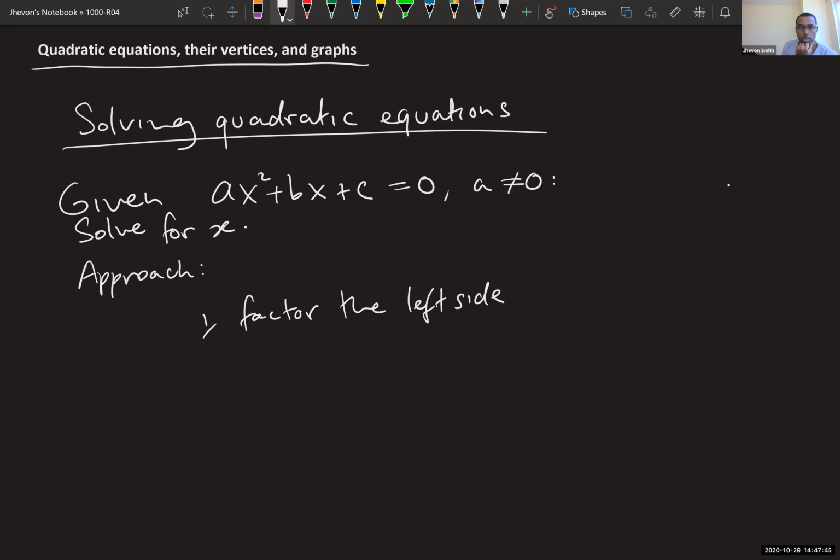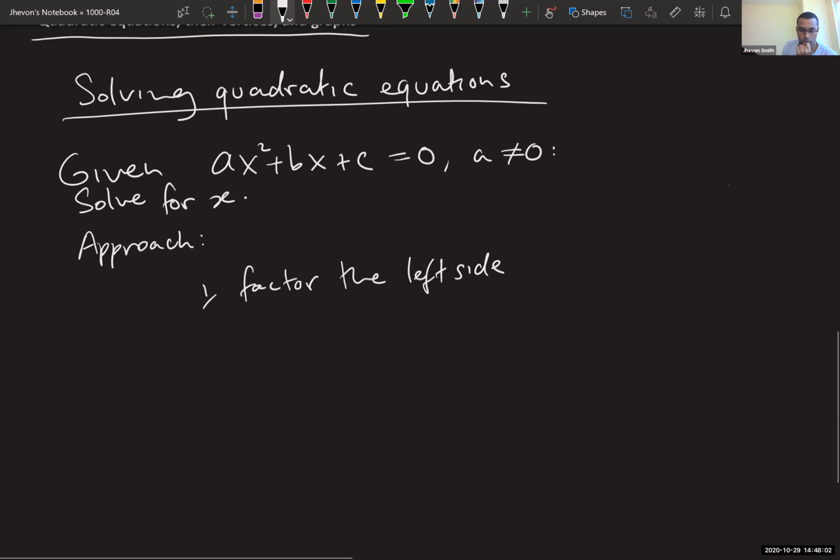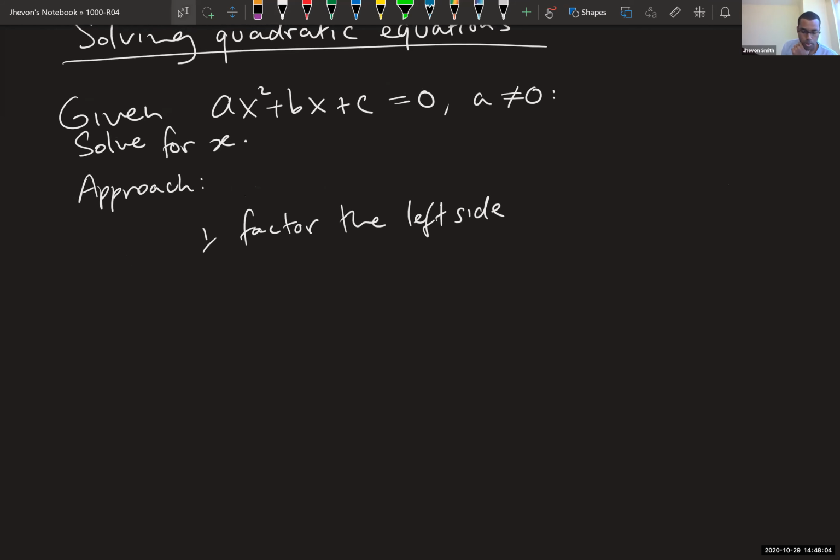You can use the midnight formula. The what formula? The one with the discriminant. You mean the quadratic formula? Yeah. Yes. Probably not the first way I would have done, but yes, you can.